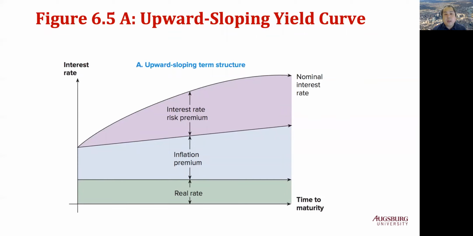And there are 3 components that determine the yield curve. First one, the real rate. It is the basic component underlying every interest rate, regardless of the time to maturity. When the real rate is high, the nominal rate is also high. However, it doesn't affect the shape of the yield curve.